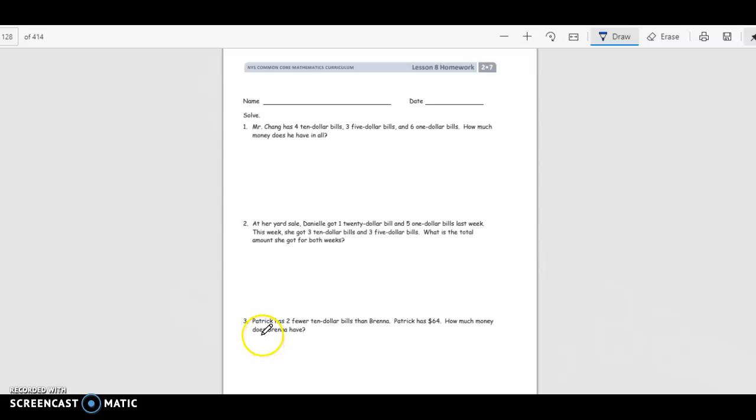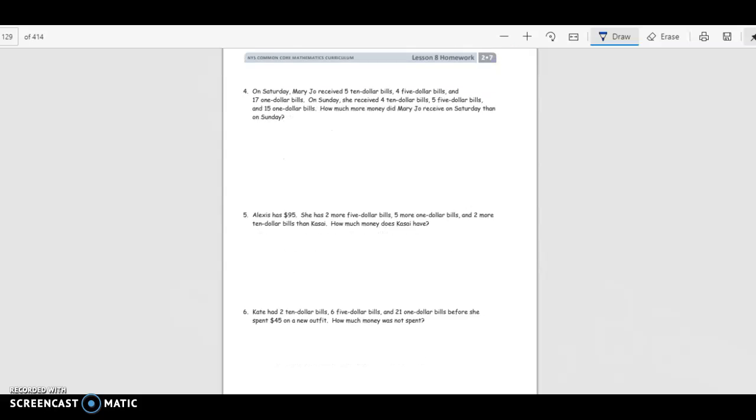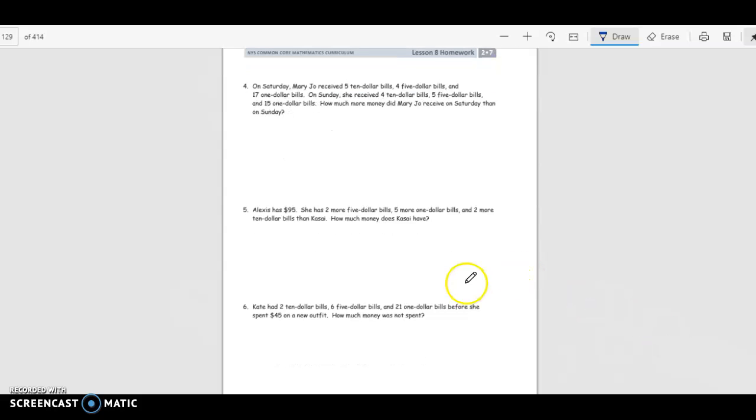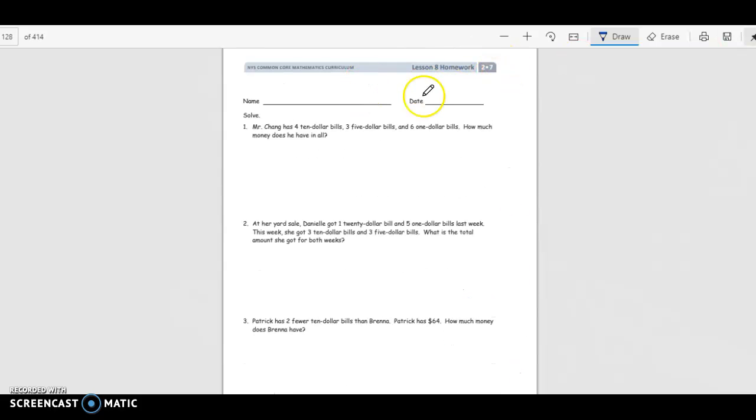3, Patrick has 2 fewer $10 bills than Brenna. Patrick has $64. How much money does Brenna have? The next page of homework, more word problems. 4 is a little bit tricky. It's multi-step. And when you are done with the math, I would like you to please submit this page on Seesaw. The first homework page, questions 1, 2, and 3.